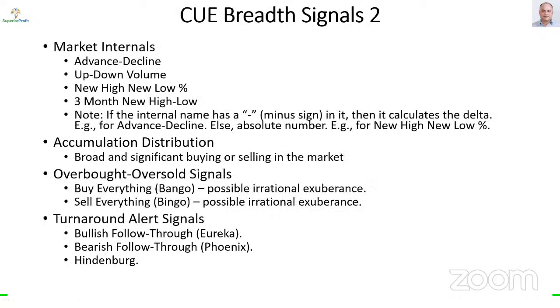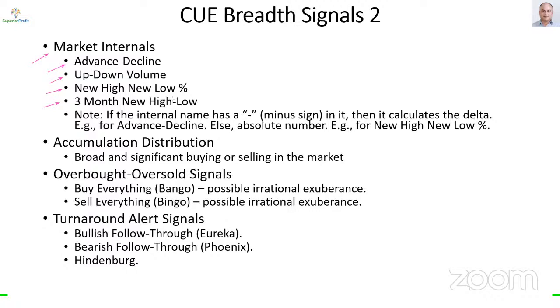Market internals. These are advanced decline, up down volume, new high, new low percentage, 3-month new high low. These are the 4 market internals. They are neither custom indices, they are not percentage calculations related to moving averages, they are market internals. Advanced decline, up down volume, new high, new low percentage, 3-month new high low.